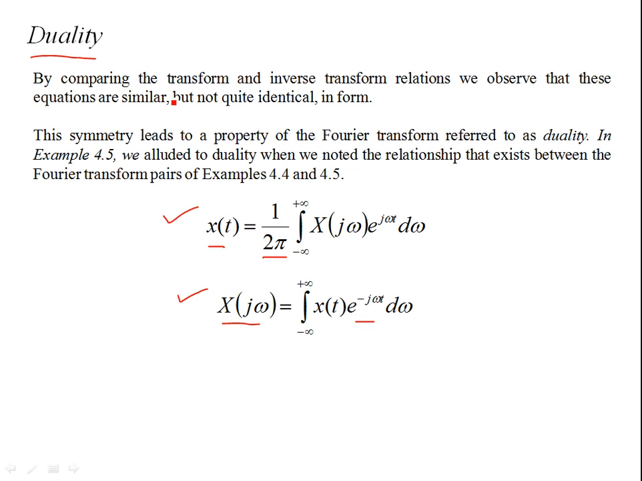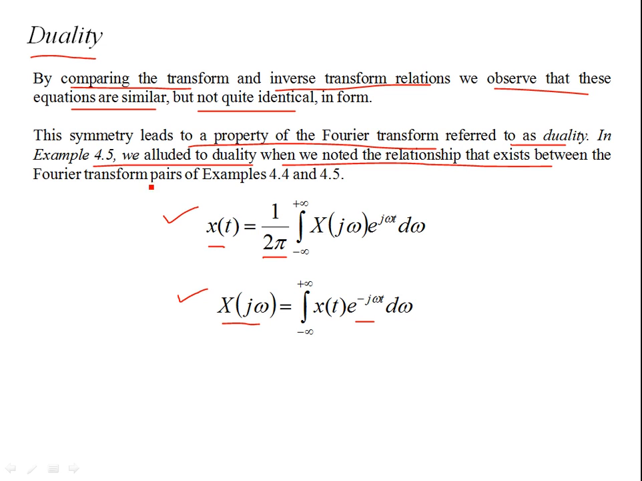Okay, so let's try to understand the statement in detail. By comparing the transform and inverse transform relations, we observe that these equations are similar, but not quite identical in form. This symmetry leads to the property of the Fourier transform referred to as duality. In example 4.5, we hinted at duality. Basically, if you recall, in 4.5 we noted that a relationship exists between the Fourier transform pairs of examples 4.4 and 4.5.